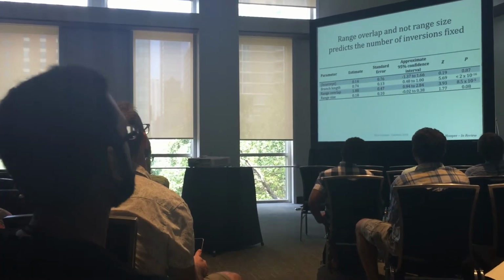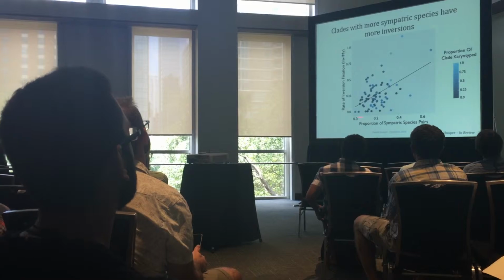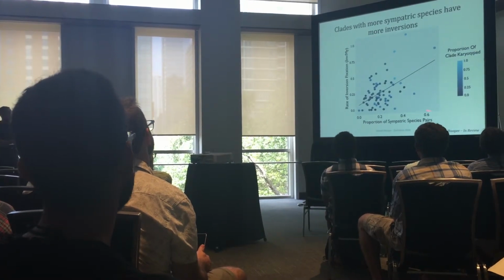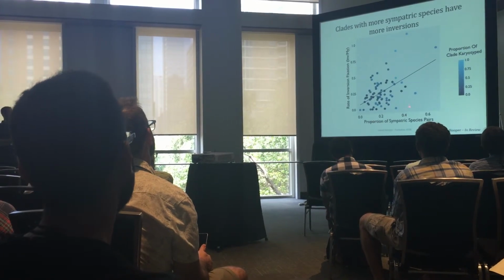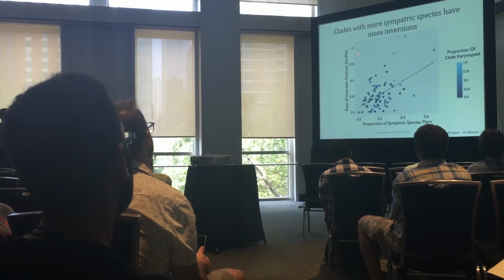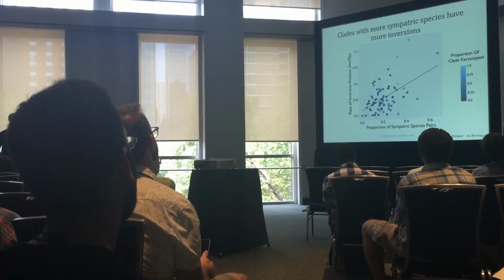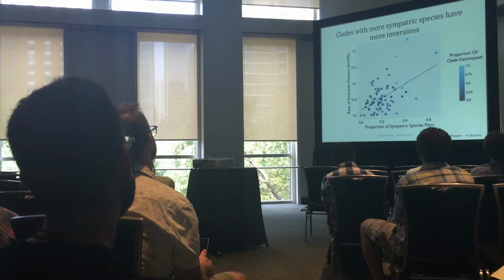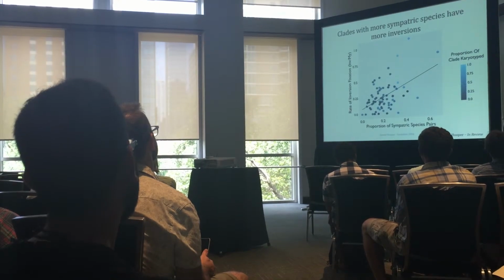significant. So the upshot here is that if you look at the x-axis, proportion of sympatric species pairs within a clade, each dot corresponds to a clade. The rate of inversion fixation is on the y. Clades with more sympatric species have more inversions.